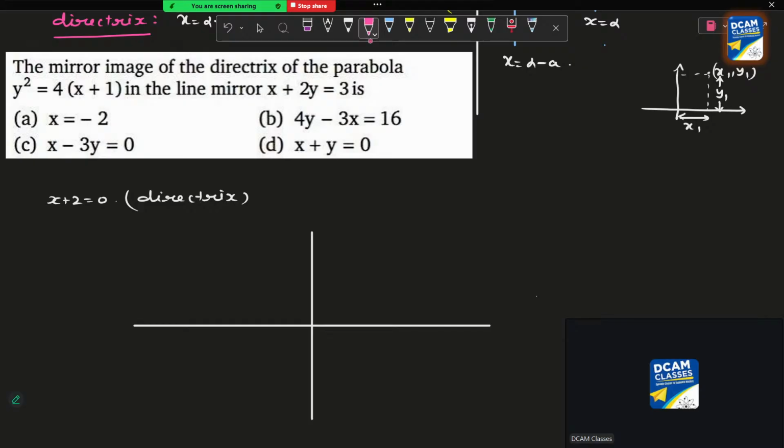See, the vertex, I'll plot it for you. You keep on solving the question. (-1, 0) is the vertex. It is y square is equal to 4x type. So our parabola is going to be like this.